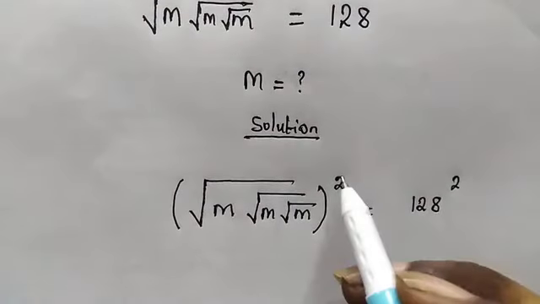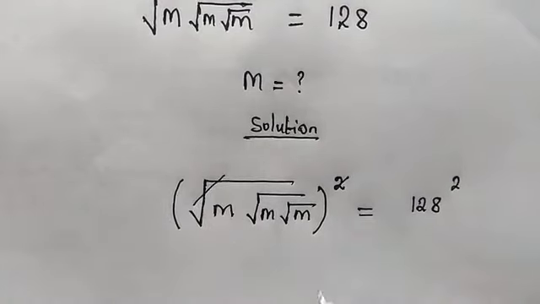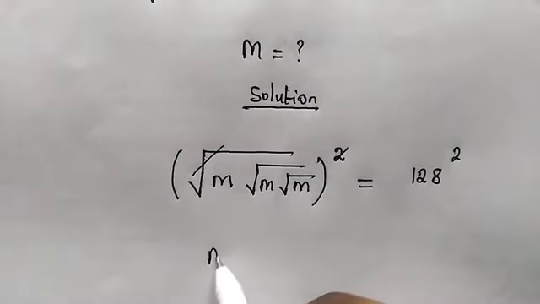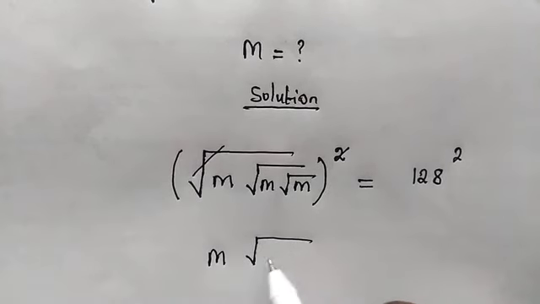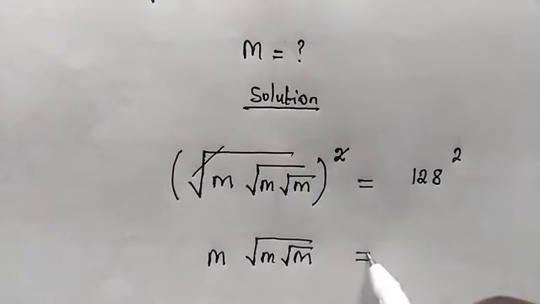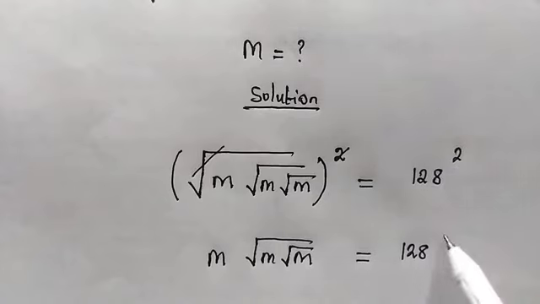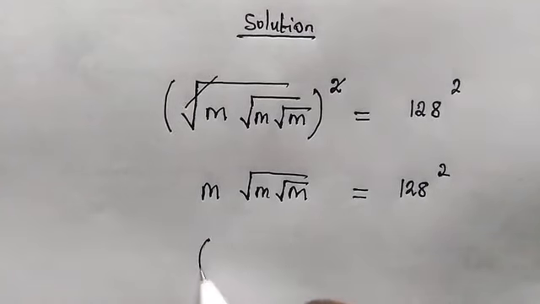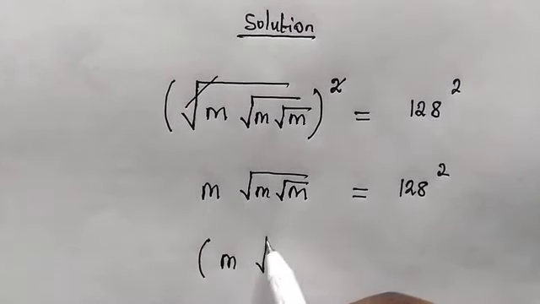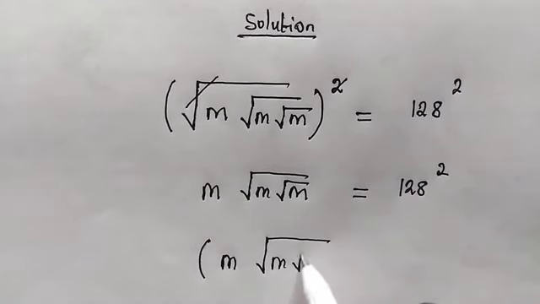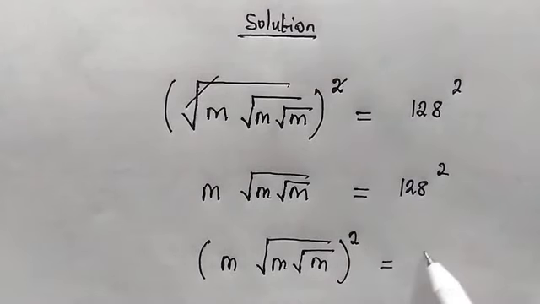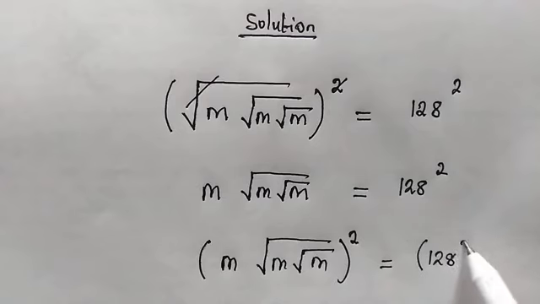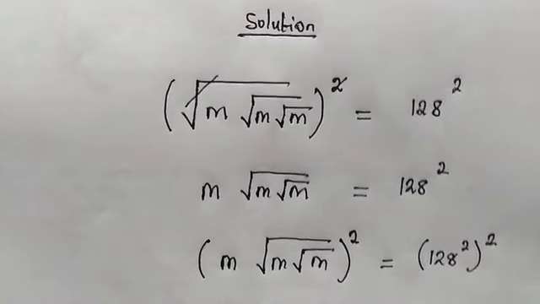Now we can see from here, this square gets cancelled with this big square root. And then we're left with m multiplied by the square root of m multiplied by the square root of m, which is equal to 128 whole squared. Next, let's square both sides again. So we have m multiplied by the square root of m multiplied by the square root of m whole squared, which is equal to 128 squared whole squared.